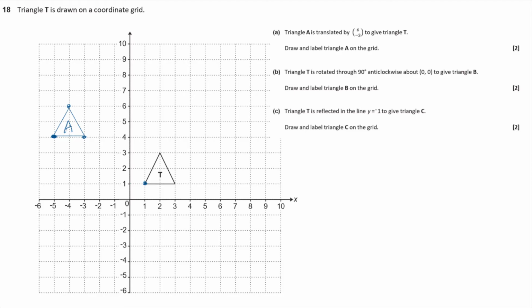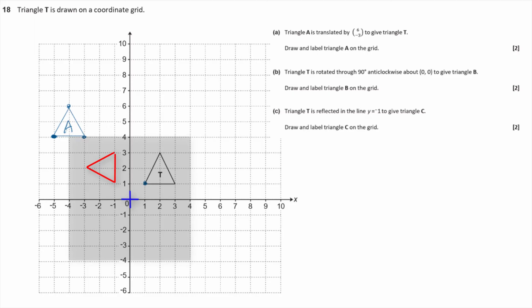Triangle T is rotated through 90 degrees anti-clockwise about (0, 0) to give triangle B. Now when you see rotations like this, just put your hand up in the air, ask for some tracing paper, because it makes life a whole lot easier. What you then need to do is put your tracing paper over your graph, trace your triangle, and also I recommend doing a little cross at the center of rotation. We're rotating around the origin here. Then stick your pen on the center of rotation, and then you can rotate it in whichever direction it says. Here it says anti-clockwise, until your cross lines up again and you know you've gone 90 degrees.